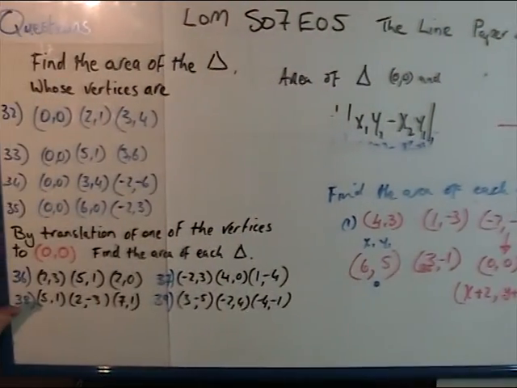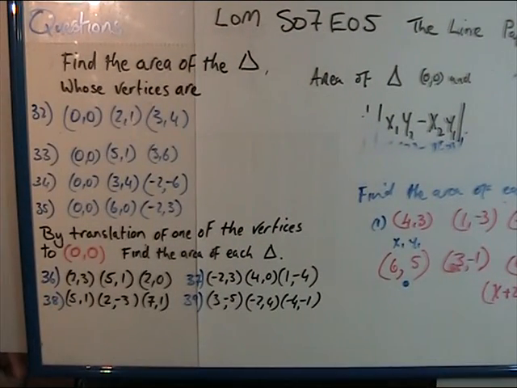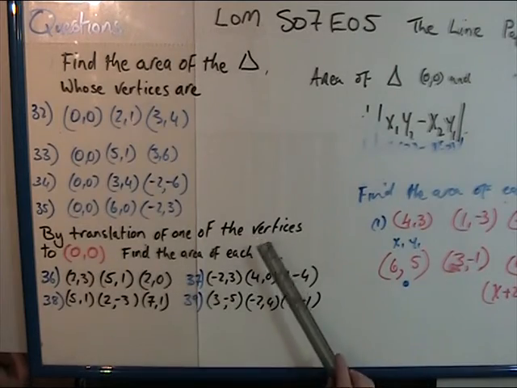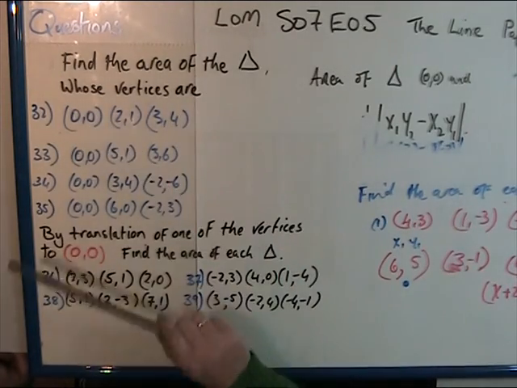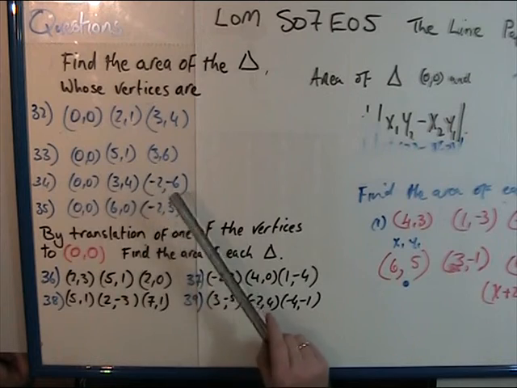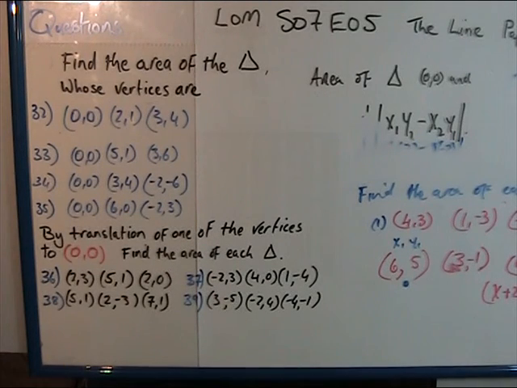Let's have a quick look at these questions. They seem to be okay. This is by translation of the vertices, and you've already been given 0, 0, so you just slot them in. There's a few minuses there, so be careful.